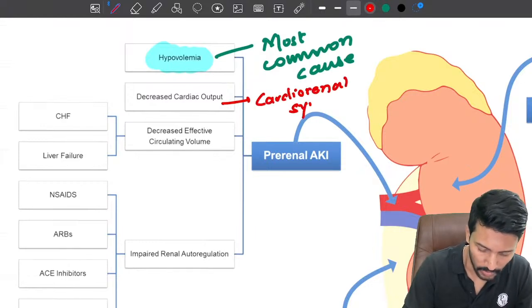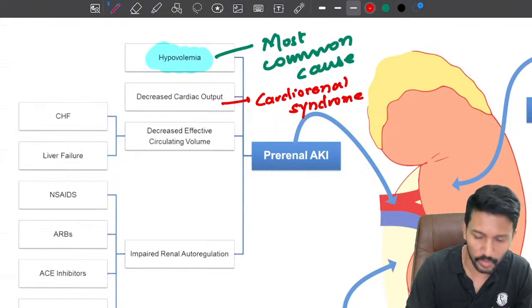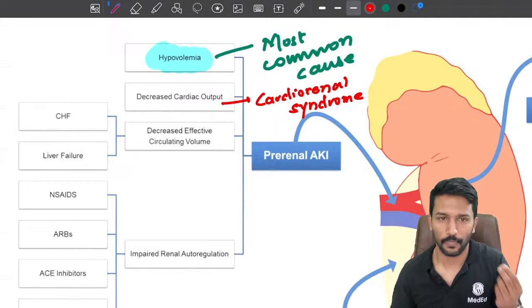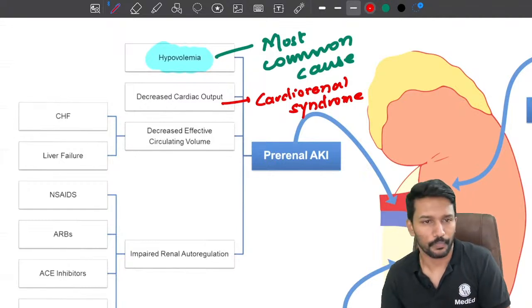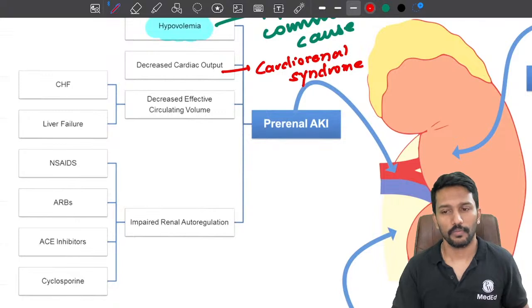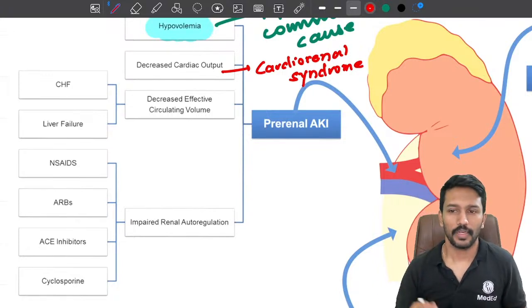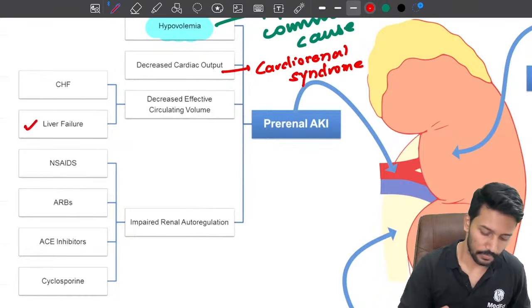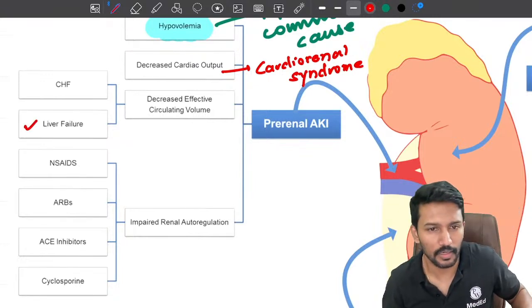Cardiorenal syndrome. So the kidney is not the culprit here. The problem is that your heart is not giving sufficient blood to the kidney, so the kidney is not able to work. That is cardiorenal syndrome. Apart from that, there is no true hypovolemia, cardiac output is also fine, but the circulating volume is altered, like in patients with liver failure. That can also lead to pre-renal AKI.